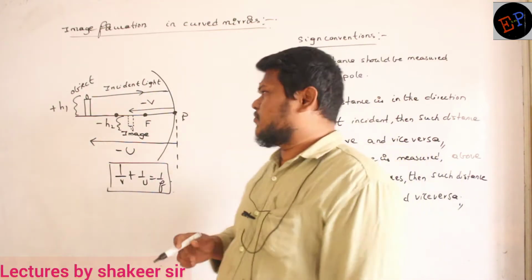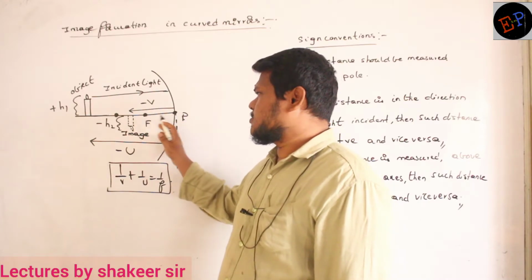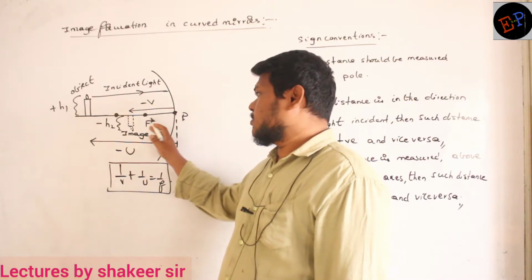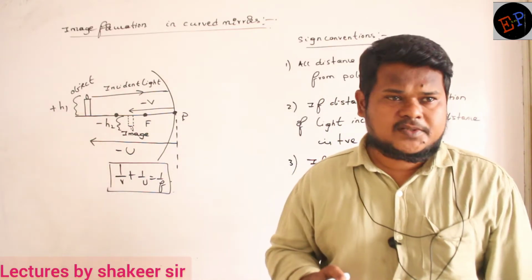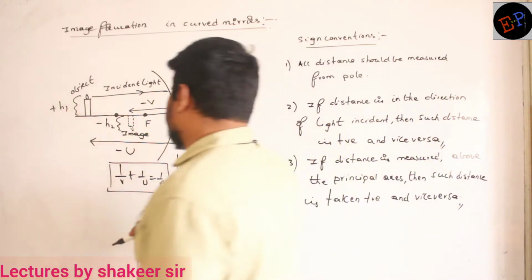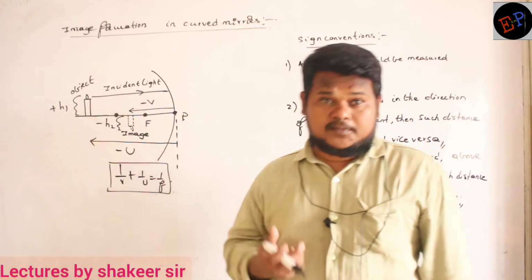What is meant by focal length? This distance is nothing but the focal length. So the distance from the pole of the mirror to the focus of the mirror is called the focal length. Are you able to understand? That's it. So this is the formation of images according to the formula.